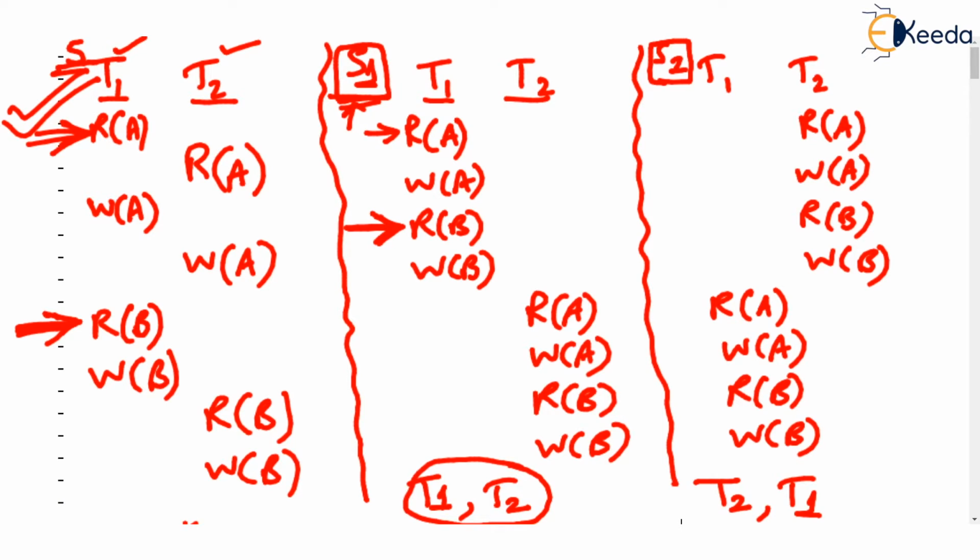Let's see final write now. Two data items are there, A and B. Okay, let's see. Who is writing A finally in concurrent schedule S? You can see that this write A is the final write. After this write, there is no write on A. A is not getting updated after this. So final write of A in the concurrent schedule is getting done by T2.